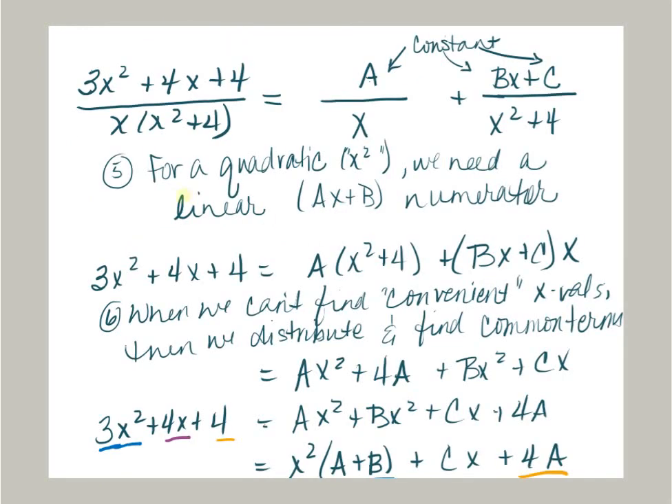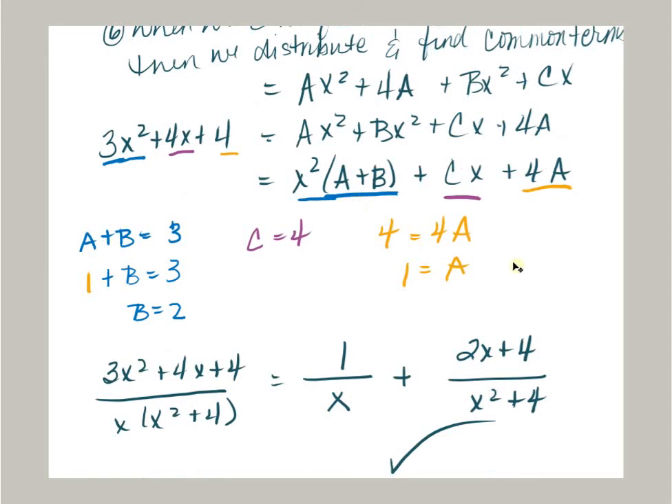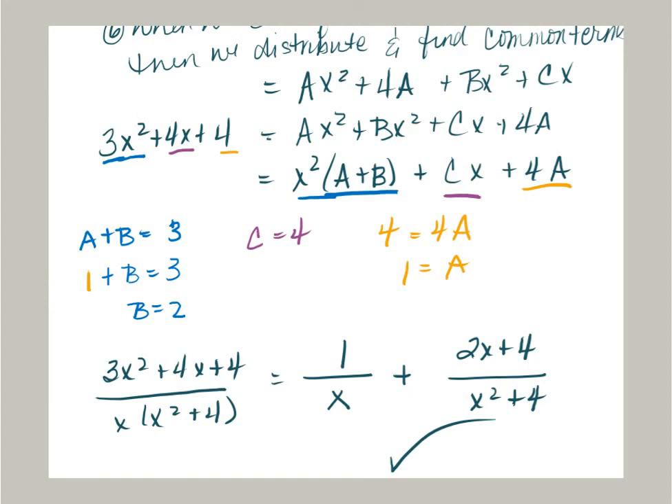But then we also know that for a quadratic, we end up putting up a linear numerator, meaning that sometimes if we can't find convenient x values, then we just go ahead and distribute out and find those common terms. Those common terms will set up for us a set of equations that more than likely will be pretty easy to solve. They're not always this easy to solve. Sometimes we have to do a little bit more work. We have to work a set of linear equations or something. Okay, let's look at one more possibility though.